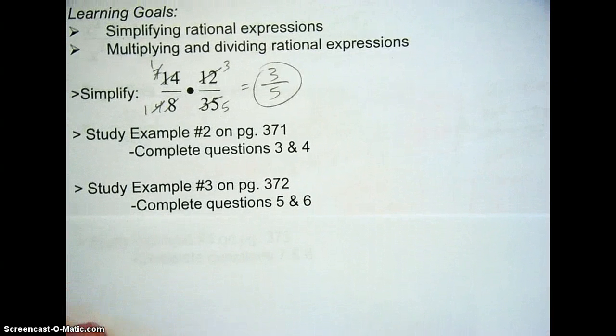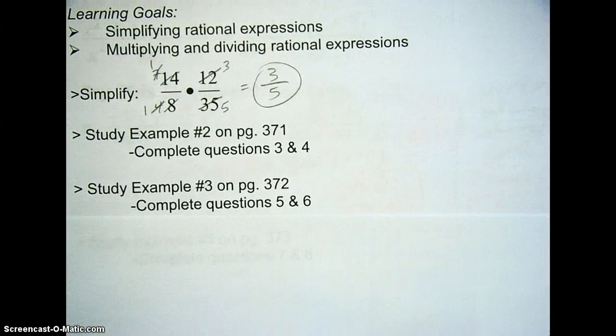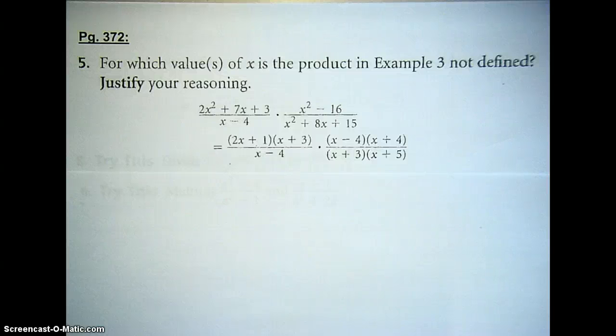Example 3, page 372. Complete questions 5 and 6. Hey, can I have everyone pause for a second, please? Let's take a look at 5, and then I want to give you a hint on 6. To begin with, for which values of x is the product in example 3 not defined?